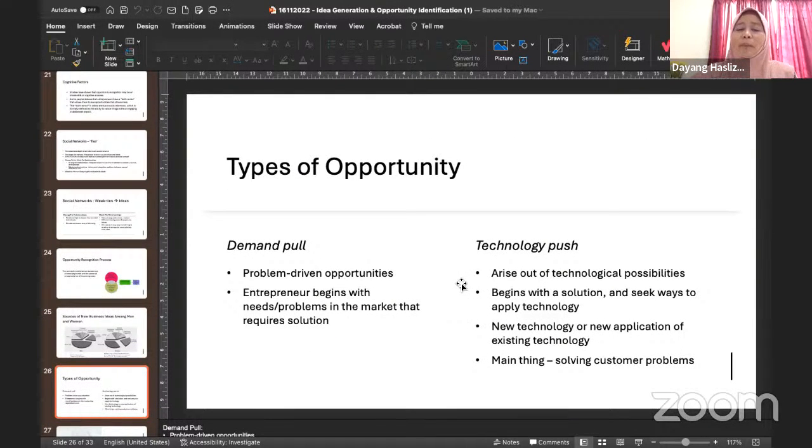So when we talk about opportunity, we can also discuss types of opportunity. We can categorize opportunities into demand pull or technology push. Demand pull is based on problems, based on what the market needs. There's a problem in the market, so the opportunity is discovered through observation, through study, discovering problems in the market and coming up with a solution. The other one is starting with technology. That's why you need to be alert to new technologies and trends brought about by technology.